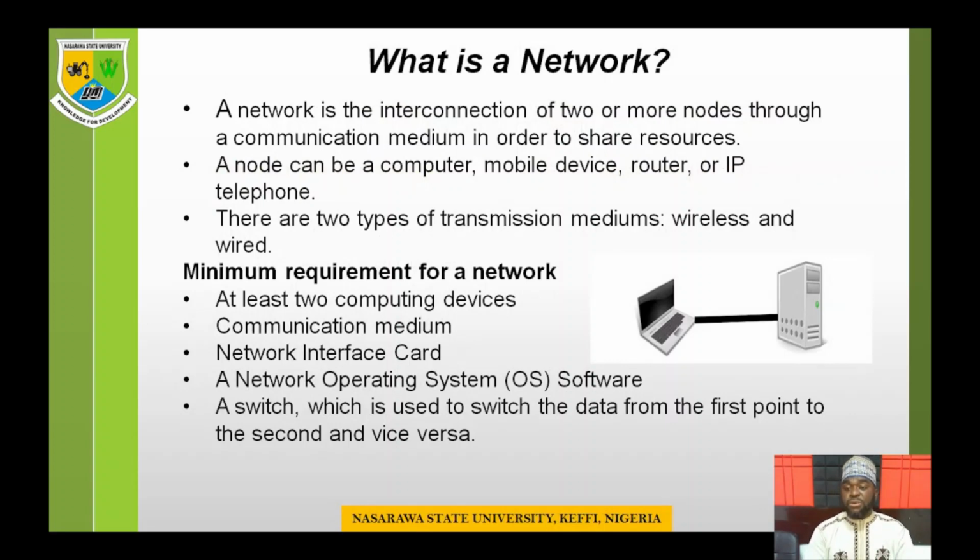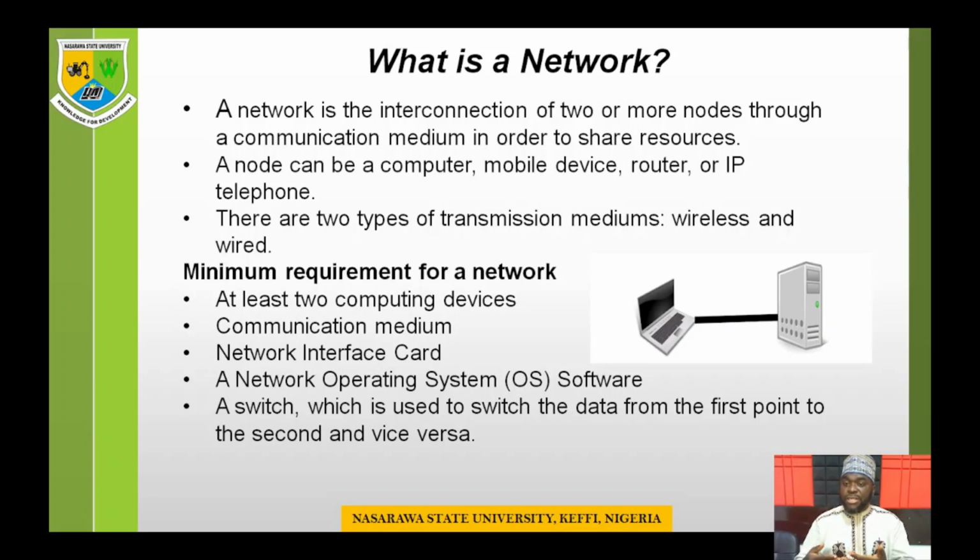So what is a computer network? A computer network is the interconnection of two or more devices through a communications medium in order to share common resources. For us to have a computer network as a setup, you need at least two devices, where one can be the sender and one can be the receiver. These two devices are connected using the appropriate communications medium.